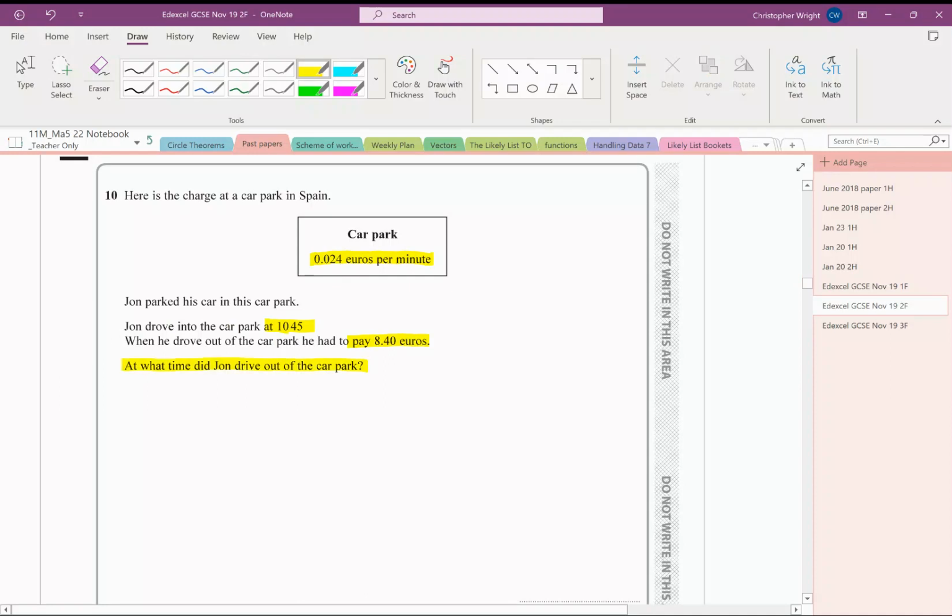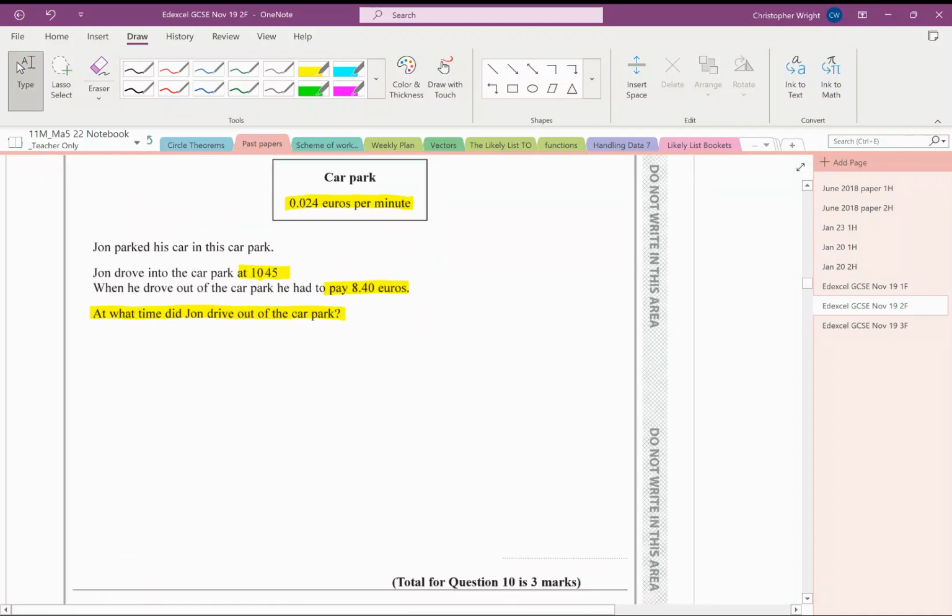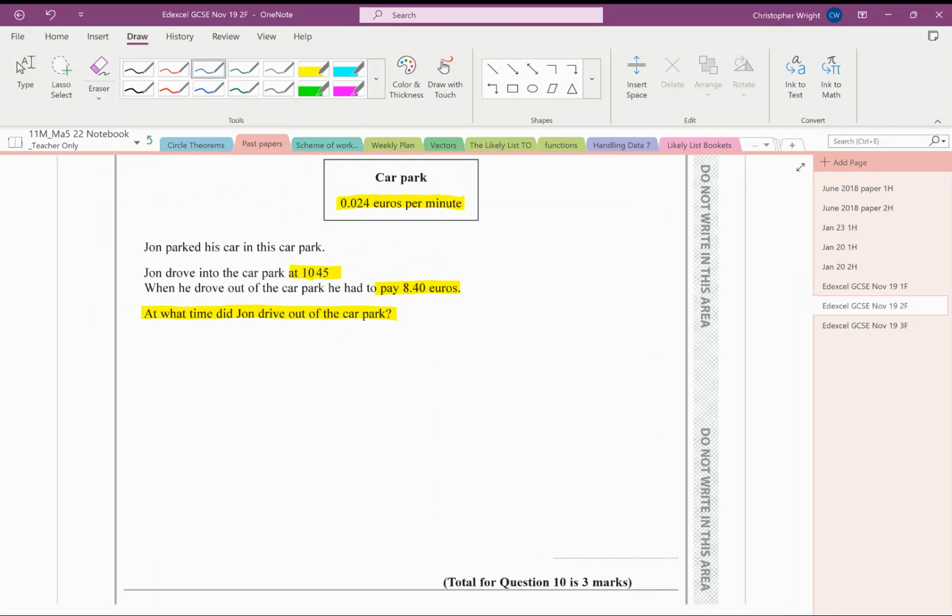How long was he there for, I wonder? Well, let's have a look. He had to pay 8.4 euros. And we know it's 0.024 per minute. So I could work out how many minutes he stayed in the car park by doing 8.4 divided by 0.024. That tells me he stayed 350 minutes.